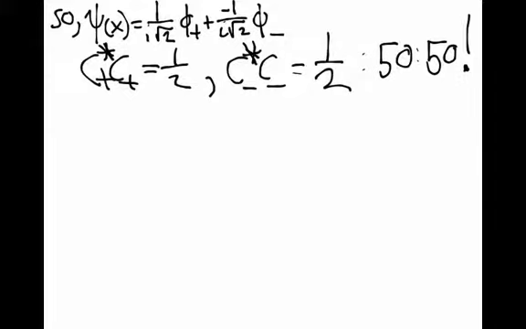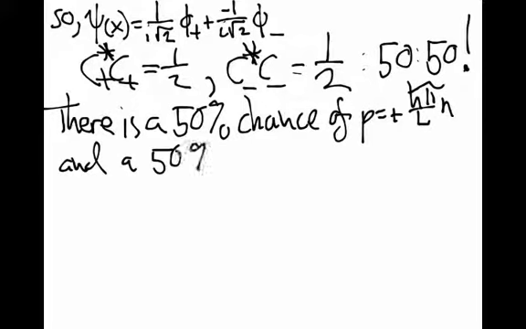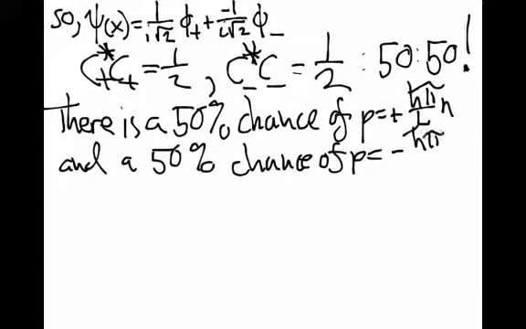And it's awfully nice that a half plus a half equals 1. So the probability of finding a momentum is 1, and the probability of finding the individual ones, going left or going right, is 50-50. There's a 50% chance we're going to find the particle going right, with momentum p plus h bar pi over L times n. And there's a 50% chance we're going to find the momentum equal to minus h bar pi over L times n, and that would be the particle going left.